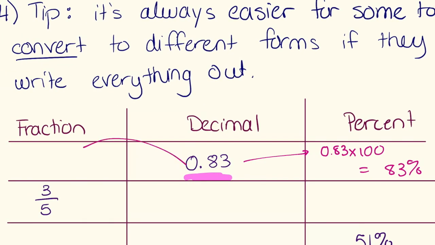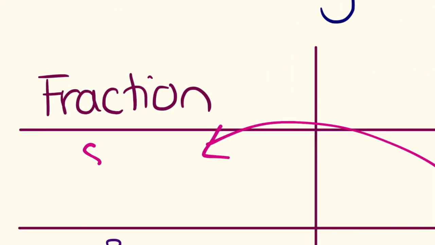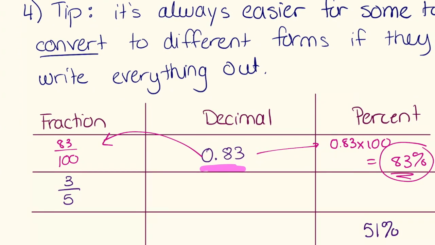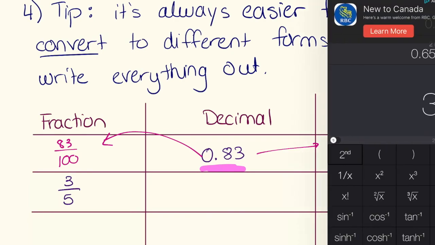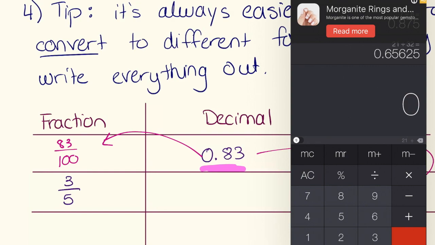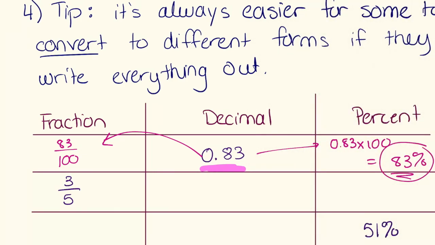Or you can go back down this way and say, oh, 0.83 is 83%, and that helps me start off what my fraction is going to look like. I'm just going to put 83 over 100. And that's actually the reduced form in this case. The next one is 3 over 5. I don't really know off the top of my head, and maybe you don't either because you've just started doing this, what 3 out of 5 is in decimal form. So I'm going to take out my calculator and do 3 divided by 5, which gives me a very nice decimal of 0.6.